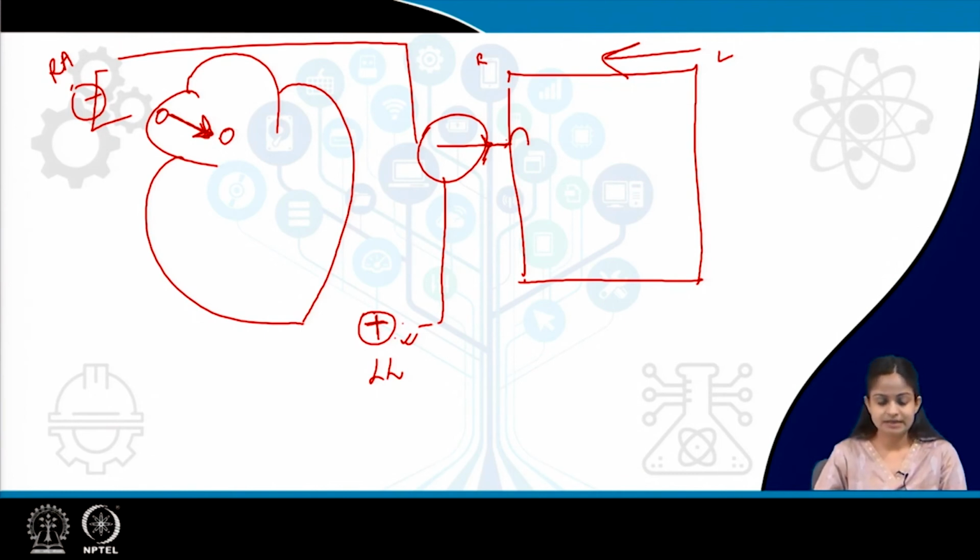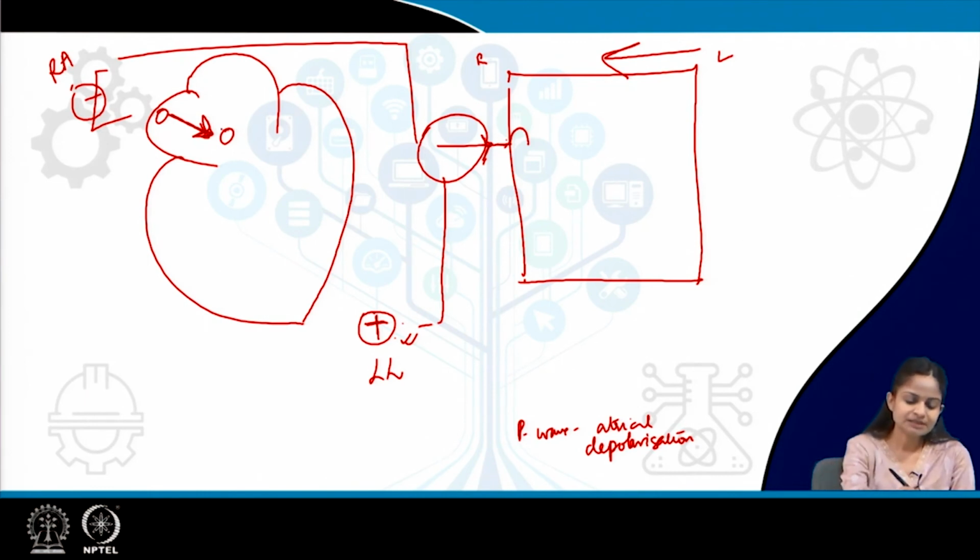Now, this P wave denotes the atrial depolarization. So, we get the atrial depolarization. This impulse has reached the AV node. Now, AV node conduction is very slow because of the specialized modified myocardial tissue present in the AV node.